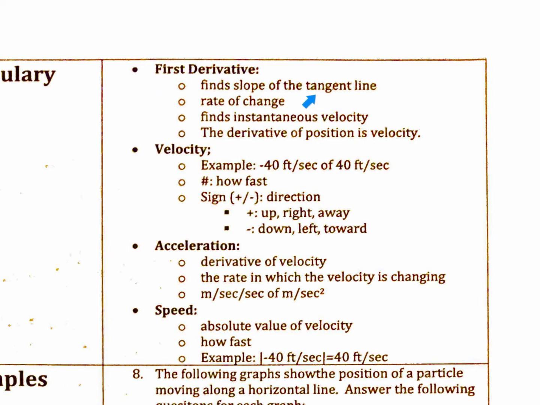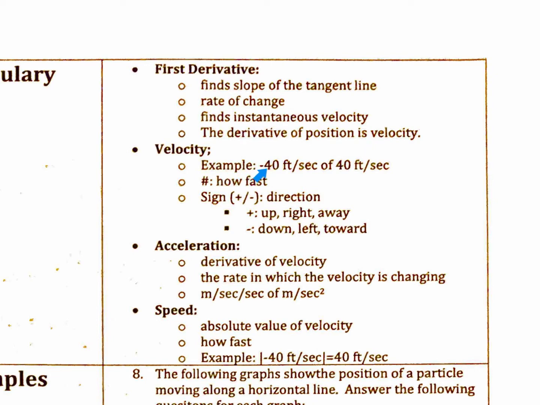The first derivative tells you the slope of a tangent line of the function, which also tells you rate of change. Those go hand in hand. This is also helpful in finding the instantaneous velocity of a particle function, meaning at one specific time value for t, what is the slope at that moment? The derivative of position is velocity. So if I know a position function, I automatically can find the velocity function by taking the derivative.